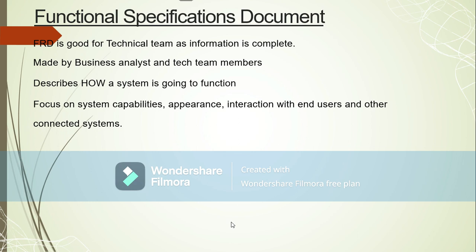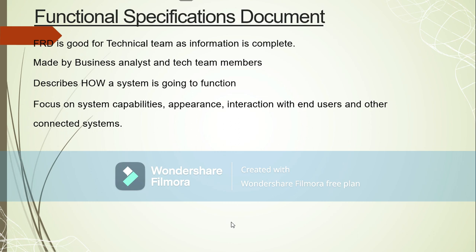Other systems can be like, for example, we are talking about an online banking platform, if somebody is making one. So for the functional requirements, the other connected systems would be the other payment gateways that we can have, Google Pay, Paytm, or anything where you are supposed to do any transactions with your money. So that is the kind of information that is there in the functional document.